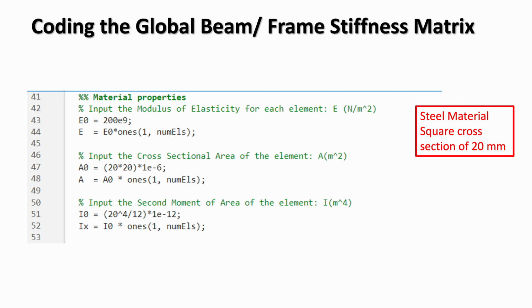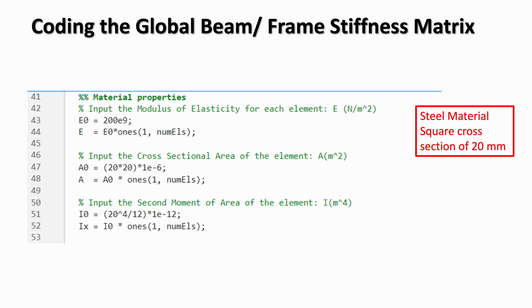With the geometry and connectivity set up, the next step is to define the material and section properties of each element. These properties are what determine how stiff the frame is and how it responds to loads. Here we define Young's modulus E0. A typical value for steel is about 200 gigapascals, which is written here as 200e9. The next line creates an array E, so every element has the same modulus. If we wanted different materials for different members, we could change this array to store different values.